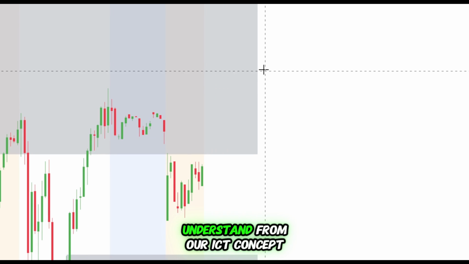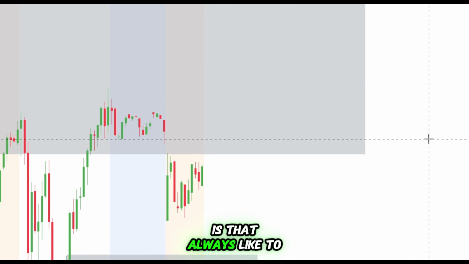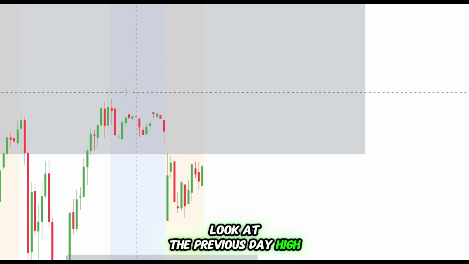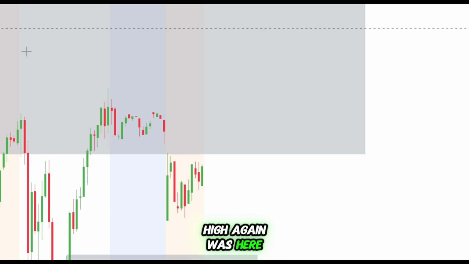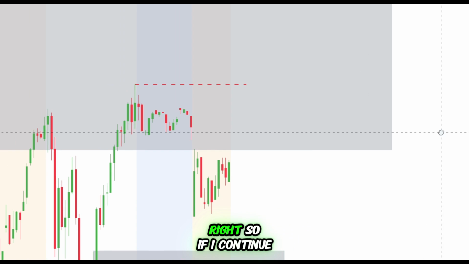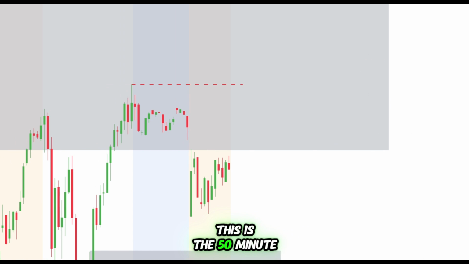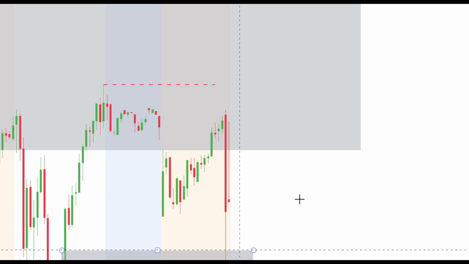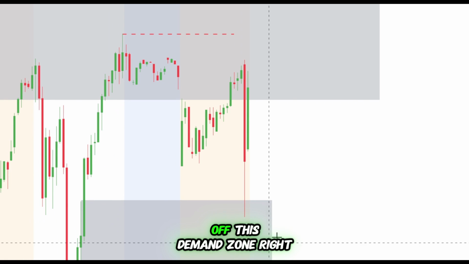Now, the next thing we understand from our ICT concepts is I always like to look at the previous day high, right? So the previous day high again was here. This was Tuesday, which gave us our previous day high. So if I continue to play price on, this is the 15-minute time frame. We see how price reacts off this demand zone, right?